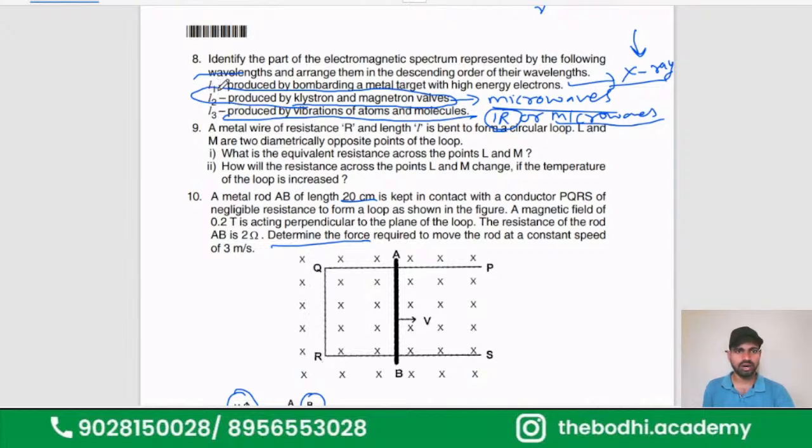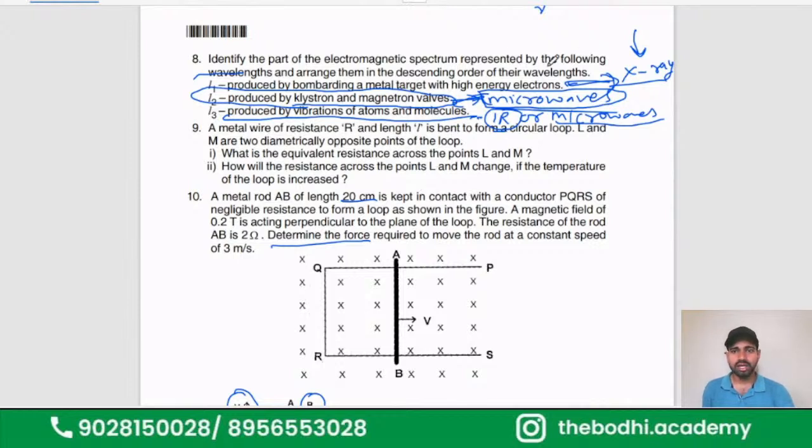We have I1, I2, I3. The first one is produced by bombarding a metal target with high energy electrons. In simple words, it's called X-ray. Next, I2, produced by klystron and magnetron valves. Basically, it is talking about microwave. Remember some words, the daily applications and how exactly each application is made based on this principle. Then third, produced by vibrations of atoms and molecules. That is nothing but IR.